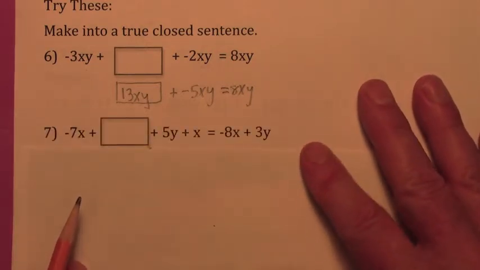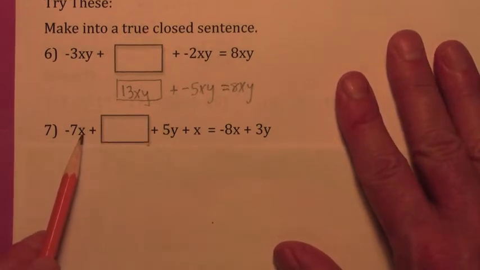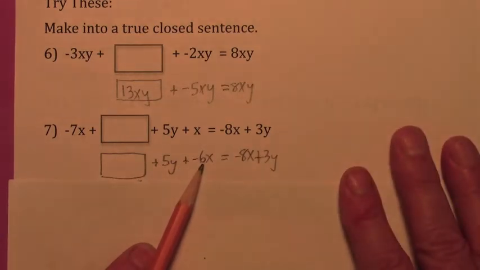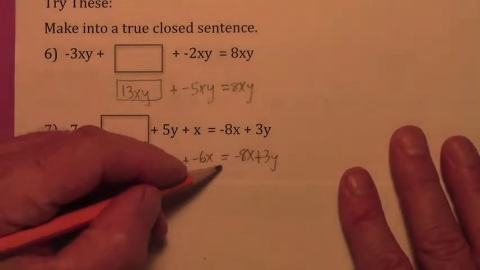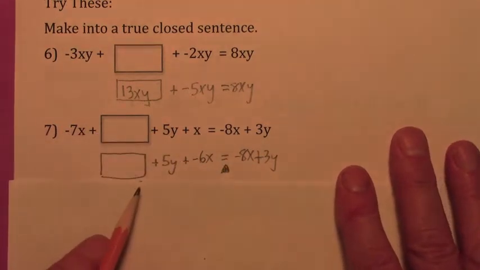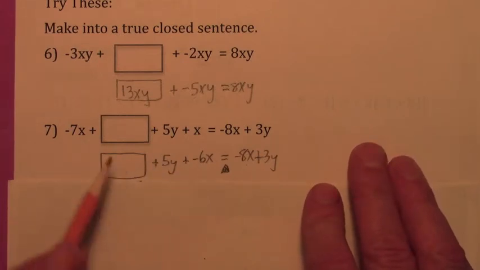Now here, can you combine anything on the second one, number 7? Yeah, you can combine the x's. Negative 7x plus 1x is negative 6x. So I combine those. Now remember, I'm trying to make both sides balance out to negative 8x plus 3y. Let's do the x's first. You've got to have negative 8x. You've got negative 6x. So how many do I need?